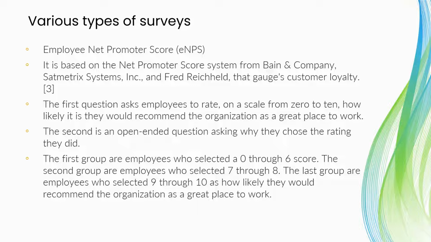Now, the calculation for the Net Promoter Score uses 3 groups to measure the number of employee promoters of the organization. The first group are employees who selected 0 through 6. Those employees are called detractors. They're not promoters, but detractors. The second group are employees who selected 7 through 8. These are considered passive. They are neither detractors nor promoters and are seen as neutral. The last group are employees who selected 9 through 10 as how likely they would recommend the organization as a great place to work.